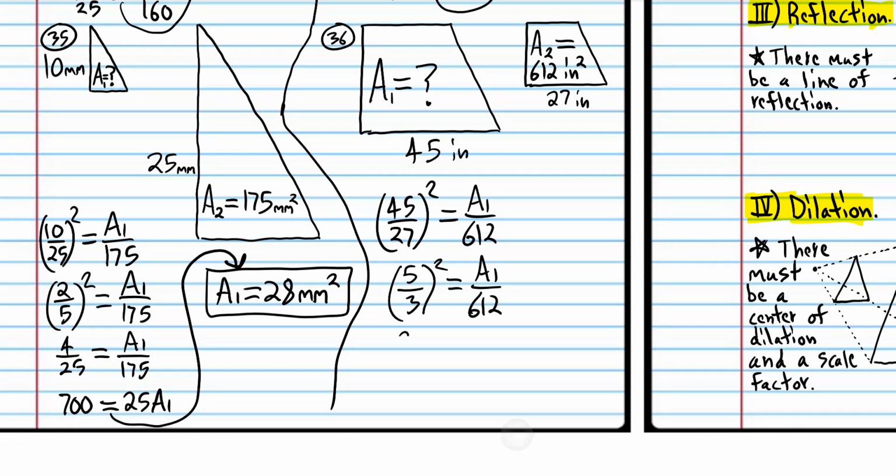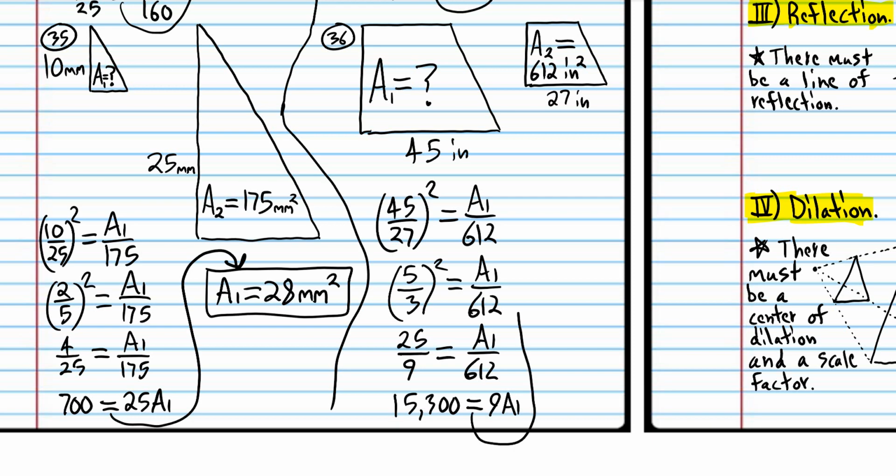Five over 3 squared is 25 over 9. Then we're going to cross multiply. You can use your calculator on this. 612 times 25 is 15,300, and that is equal to 9A1.